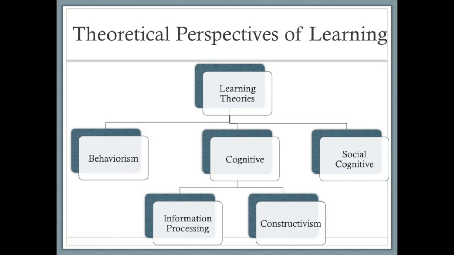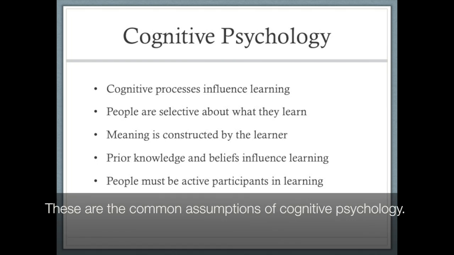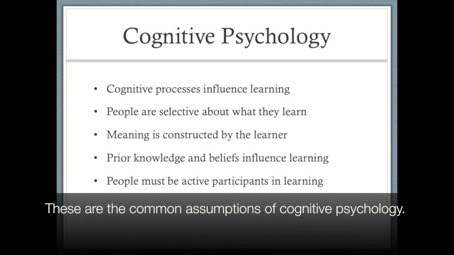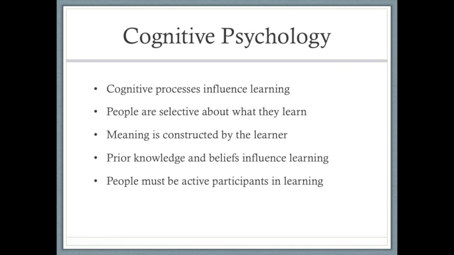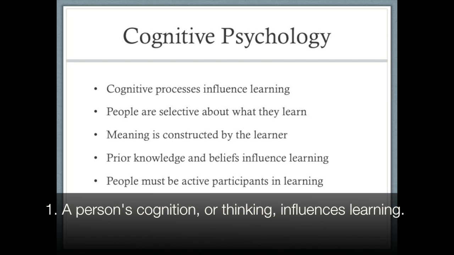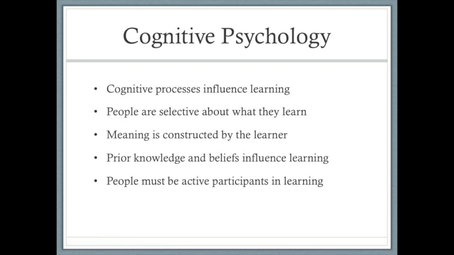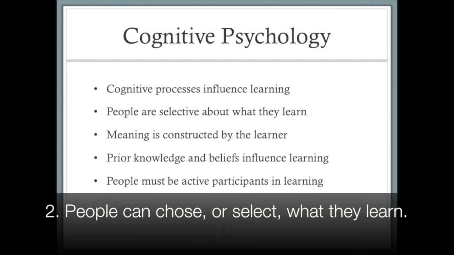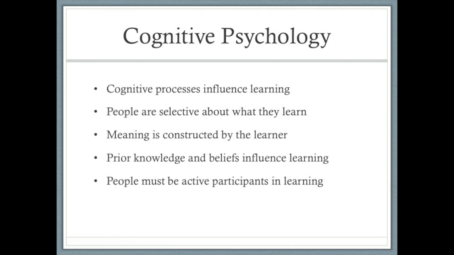As you can see in the graphic, this learning theory is a cognitive learning theory. Cognitive learning theories, or cognitive psychology, have some common assumptions. First, a person's cognition, or their thinking, influences his or her learning. This is different from behaviorism, where people simply responded to a stimulus or not. Also, in cognitive psychology, people can be selective about what they learn. Not everything we are exposed to is something we learn. We have a choice in the matter.